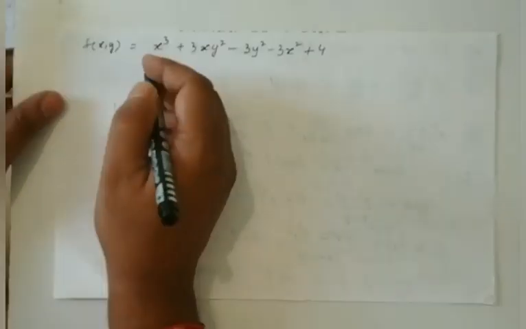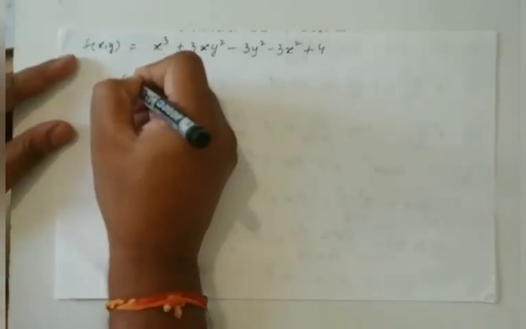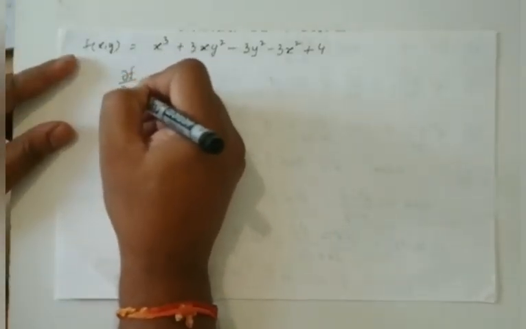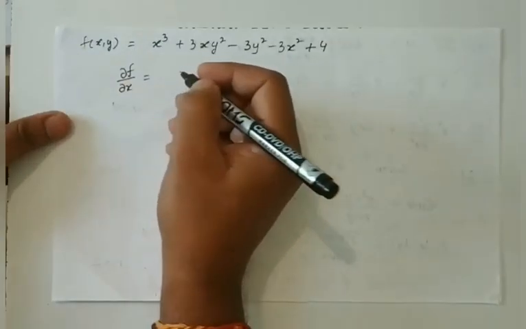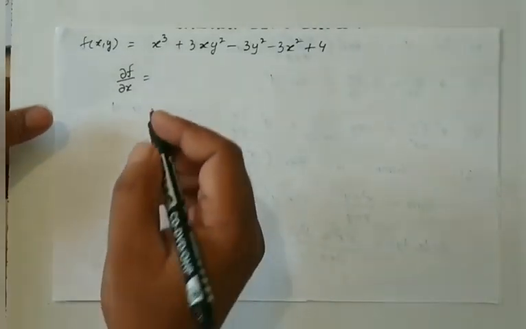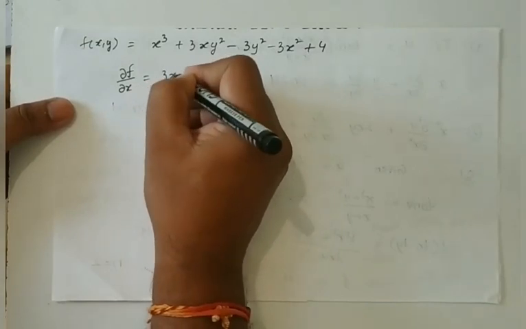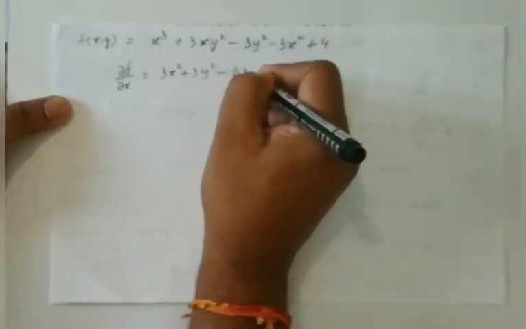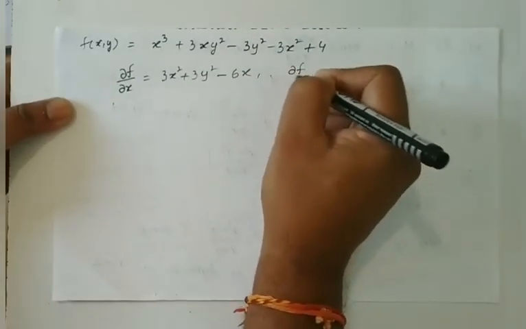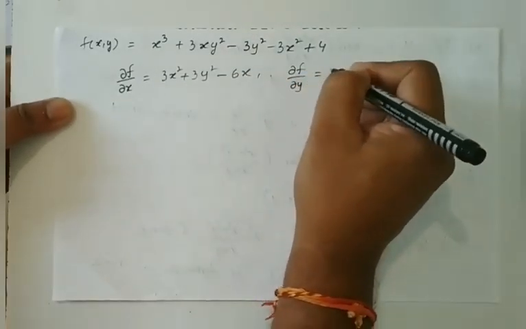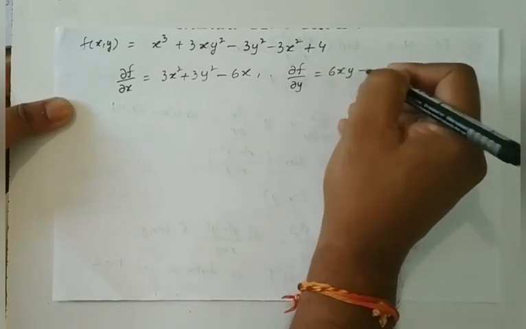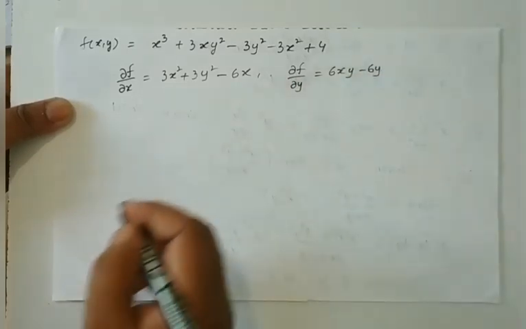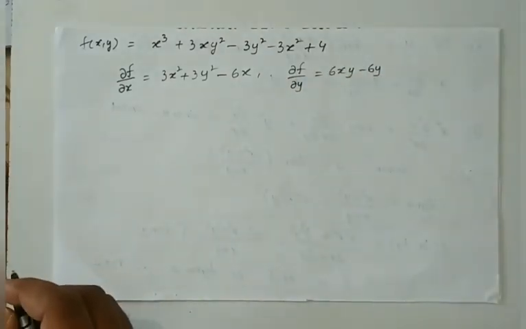So first we have to find dou f by dou x. Tell me dou f by dou x. 3x square plus 3y square minus 6x. Tell me dou f by dou y. 6xy minus 6y. Okay, first step is over.